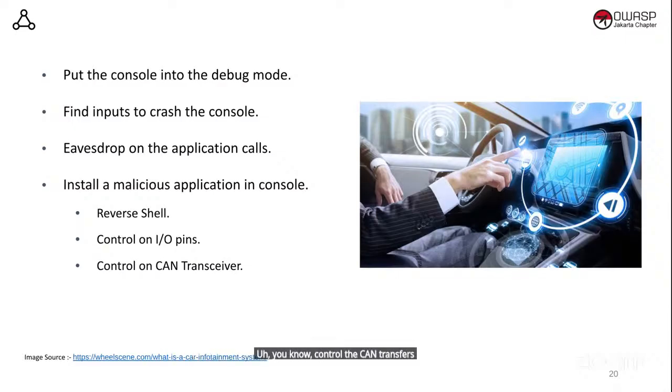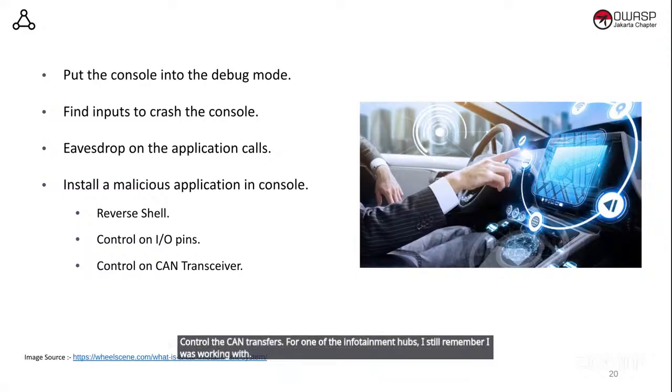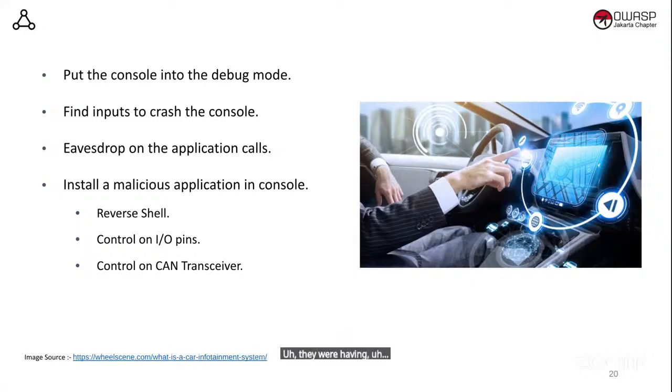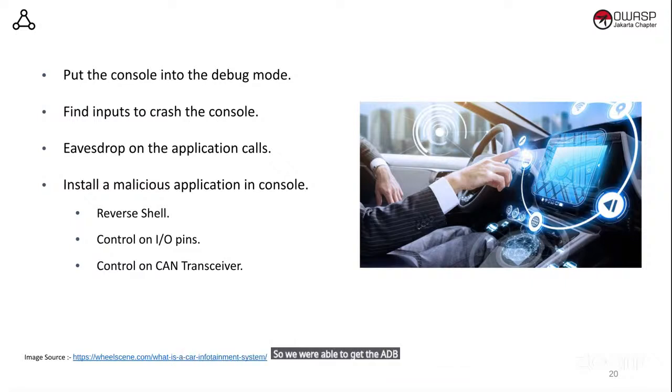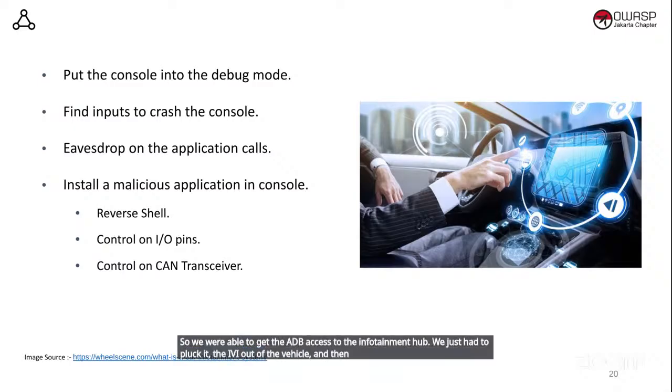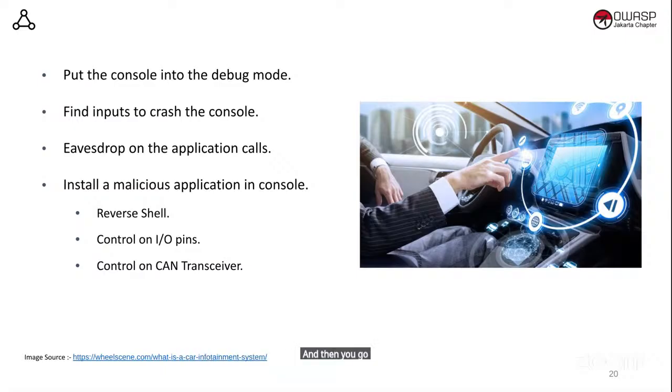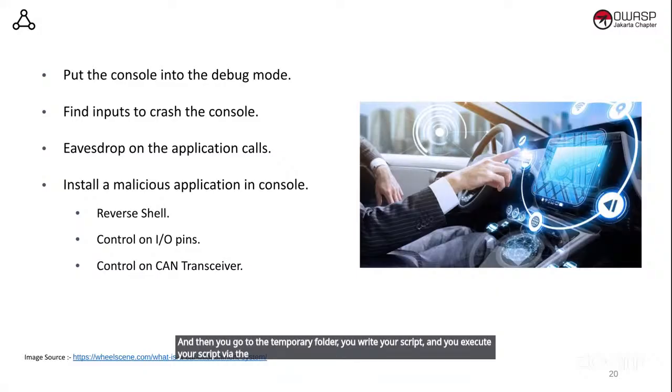For one of the infotainment hubs I was working with, I still remember, the main IVI was capable of transmitting CAN packets to the vehicle bus. And then we were able to get a small folder, the TMP folder, which is obviously read and write allowed because it's temporary. So we were able to get ADB access to the infotainment hub. We just had to plug the IVI out of the vehicle, and then connect the USB, and that directly allows us access. And then you go to the temporary folder, you write your script, and you execute your script via the terminal. And then you will be able to inject packets into the CAN, and through that you can unlock the vehicle.